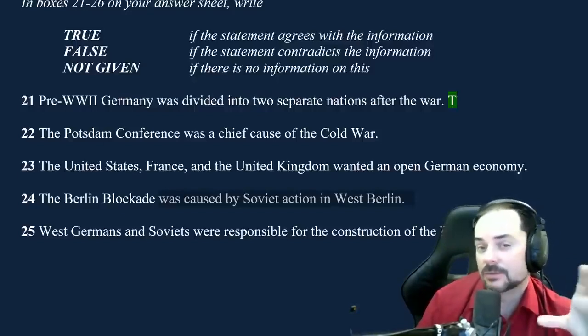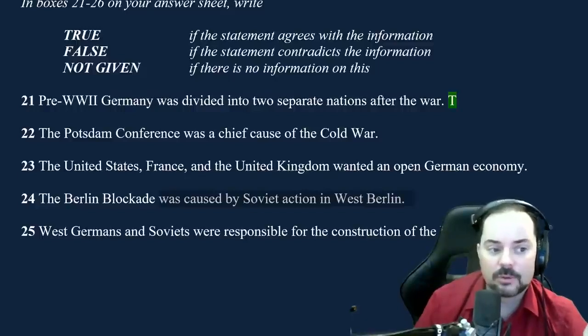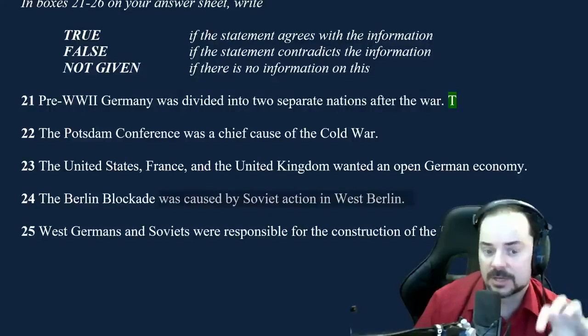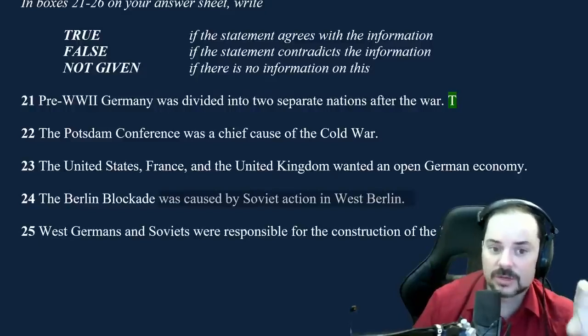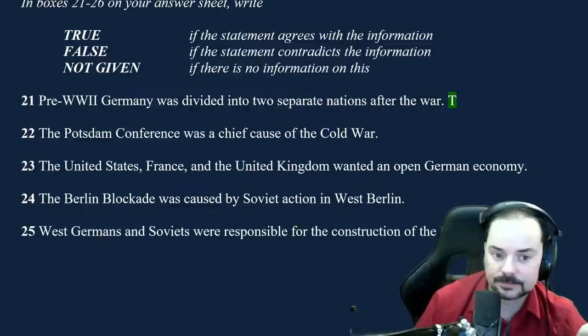And in the IELTS, you have 20 minutes. So I know people are like, I don't have enough time. But you do. So you have to be quick. You have to ask, is it important that pre-World War II Germany was divided into two separate nations after the war? Yes, that's important. It's given. Is it true or is it false? Yes, it's true. It was divided in 1945, in March or April or May or something like that. So it's true. And then I go through all of them the same way. Does that make sense? Yes, sir.